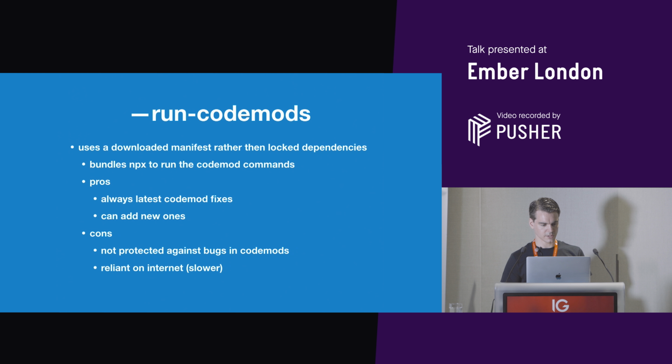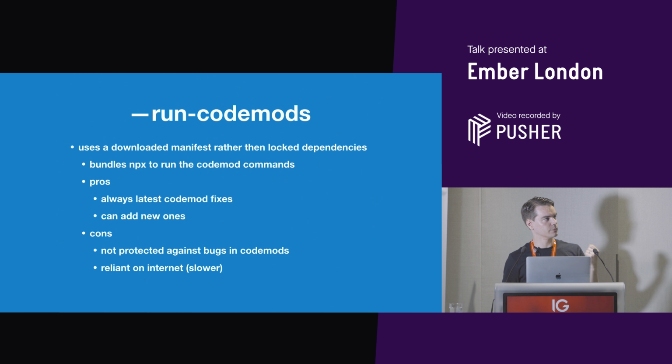So the run code mods option also is very network heavy on purpose. It's kind of an experiment of mine. It uses a manifest that we store on GitHub rather than locked dependencies. And what it does when it gets this manifest is I have command lists for code mods. You just find a code mod on GitHub. It says run this. It's usually a JS codeshift. Run this command and you'll get a code mod to run. So I just throw these in this manifest.